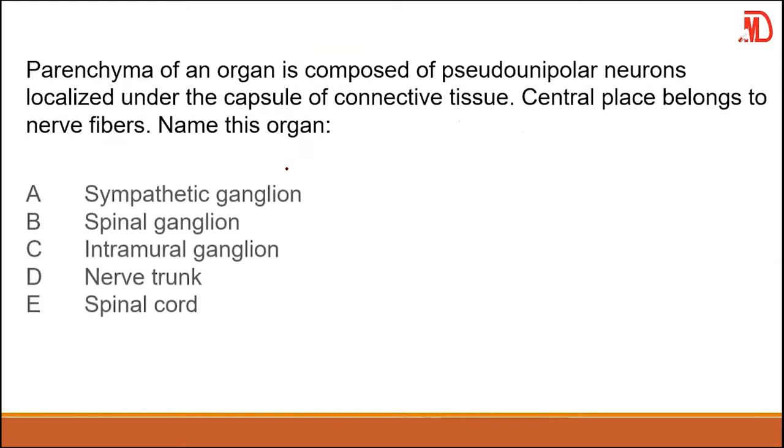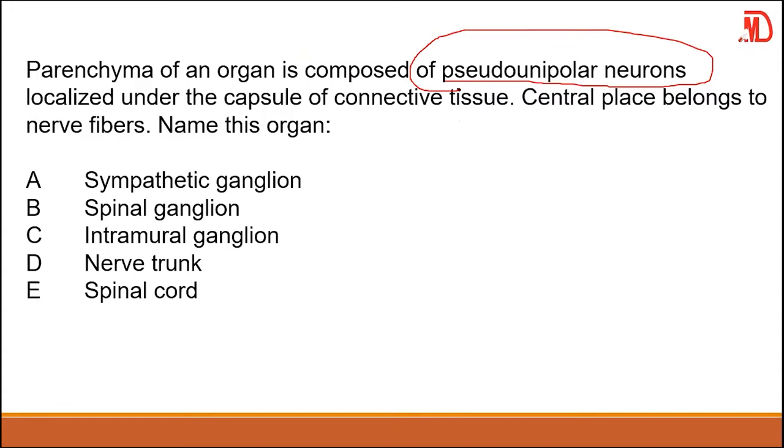Parenchyma of an organ is composed of pseudo-unipolar neurons. When we say pseudo, the word pseudo means false. So false unipolar neurons localized under the capsule of connective tissue. The central place belongs to the nerve fibers. Name this organ. So what then is a pseudo-unipolar neuron?